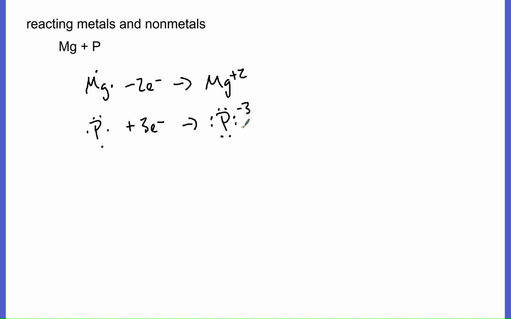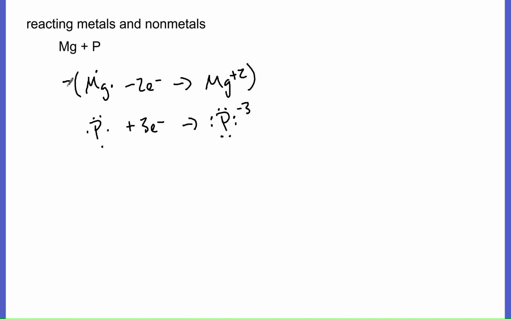But in order for this to work, in order for magnesium and phosphorus to react, you have to have the same number of electrons being lost as gained, right? And I have 2 electrons being lost by magnesium and 3 electrons being gained by phosphorus. I need to have the same amount of electrons being lost and gained. So I actually have to balance this, right?